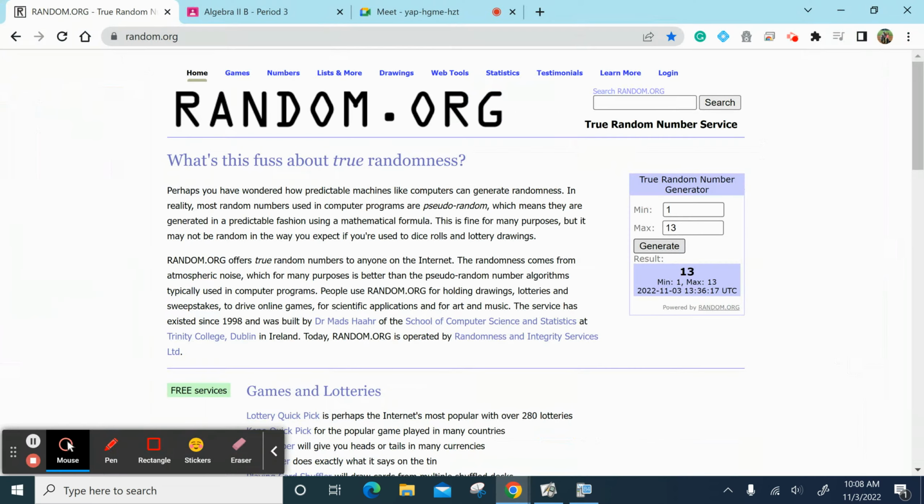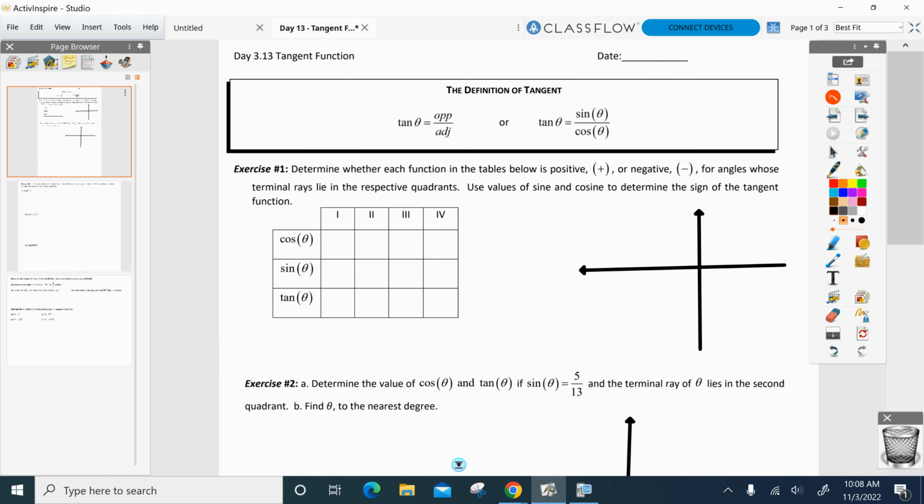Let me get my numbers up here. Alrighty, before we go, let's review, just so tangent goes smooth here.